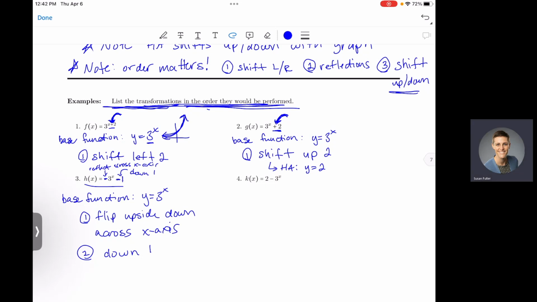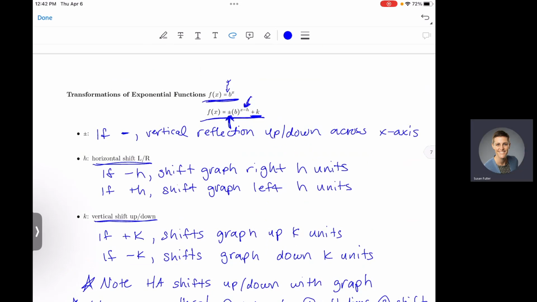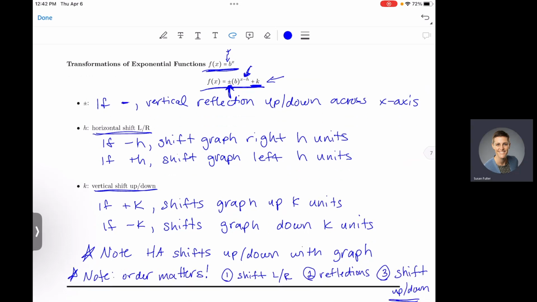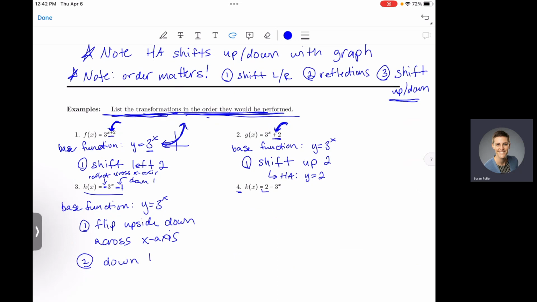All right, last one, number 4. K of x equals 2 minus 3 to the x power. So this looks a little different because up here we wrote this as plus or minus b to the x minus h plus k. Any addition that was happening to our b to the x happened on the right. But this time, there's the number out front here. I'm just going to rewrite this so that my brain can process this a little better so it looks exactly like what we were dealing with before.